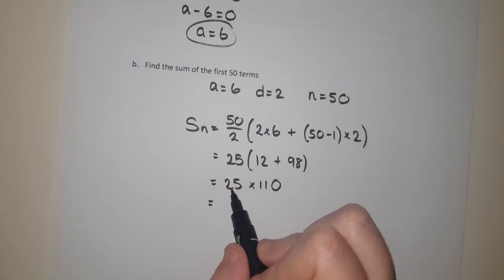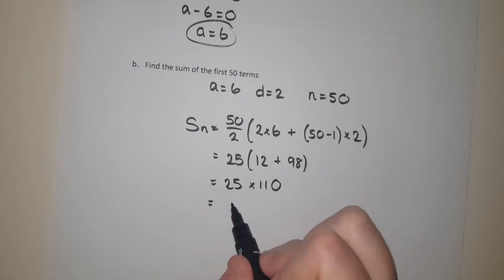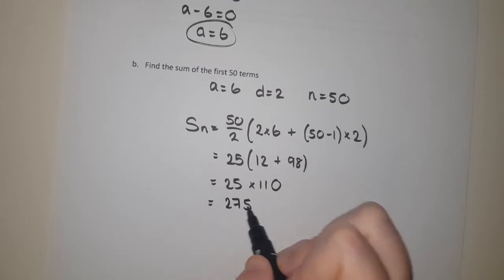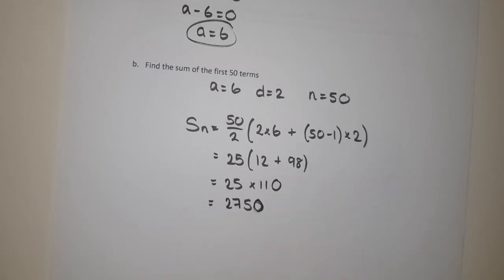So we know we're going to get 100 times 25, which is going to give you 2,500, plus another 250, 2,750. That's it. That's the sum of our first 50 terms.